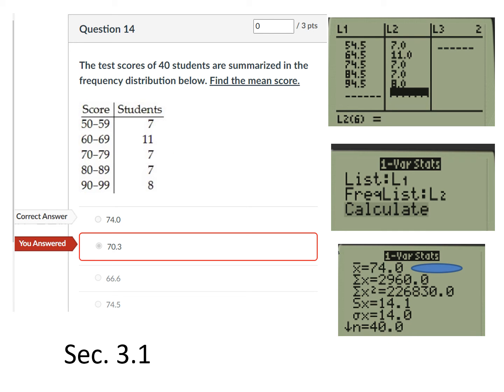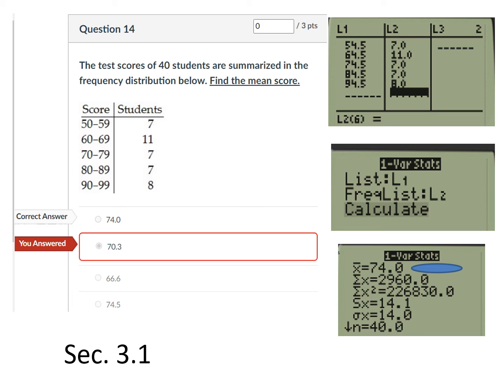Mean score, key thing is the frequency distribution. You've got to find the midpoints of these frequencies. You have 7 students who had a score between 50 and 59, but you don't know. Were 2 of them 50? Were 3 of them 55? Were 1 of them 58? You don't know.